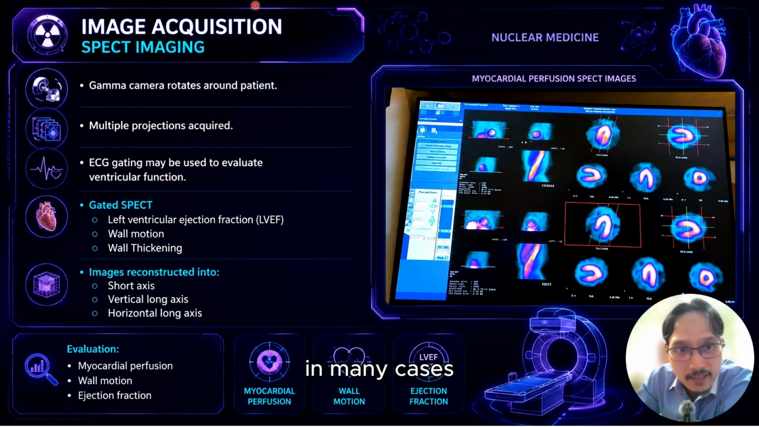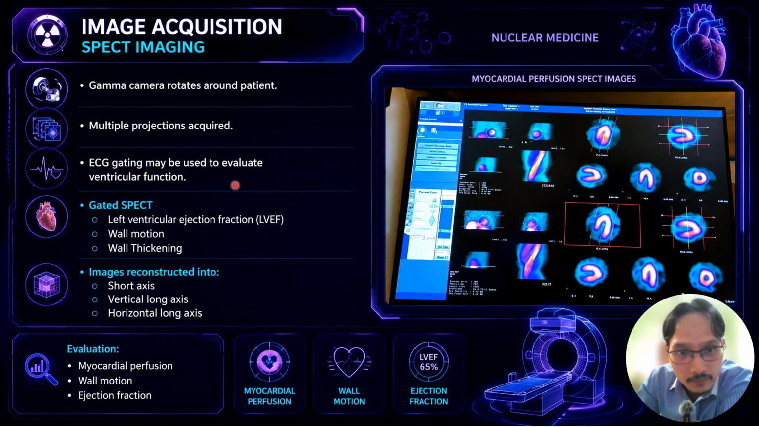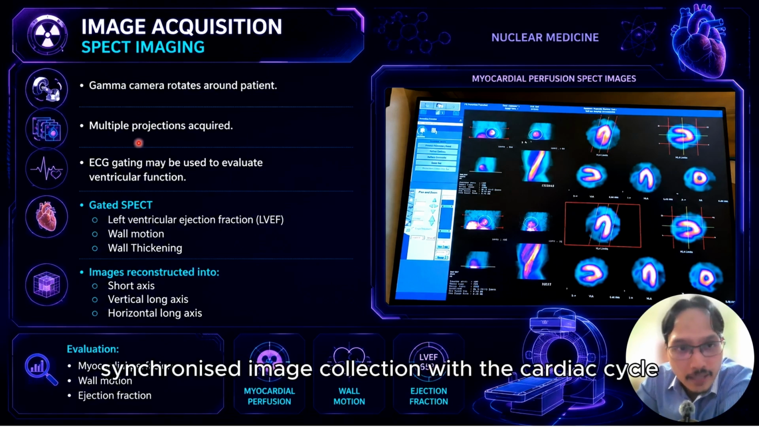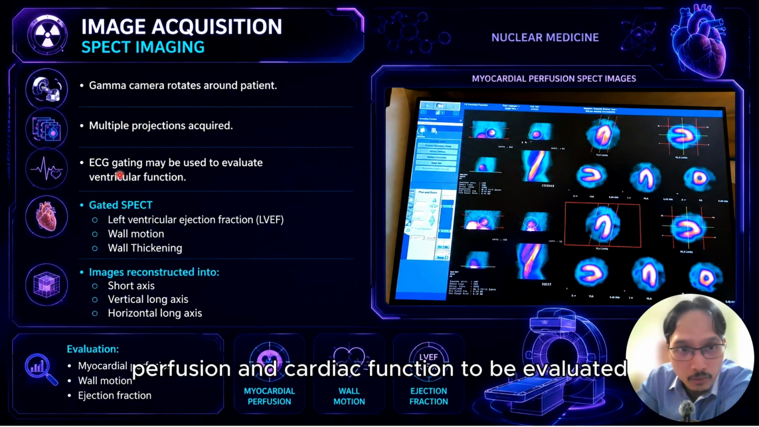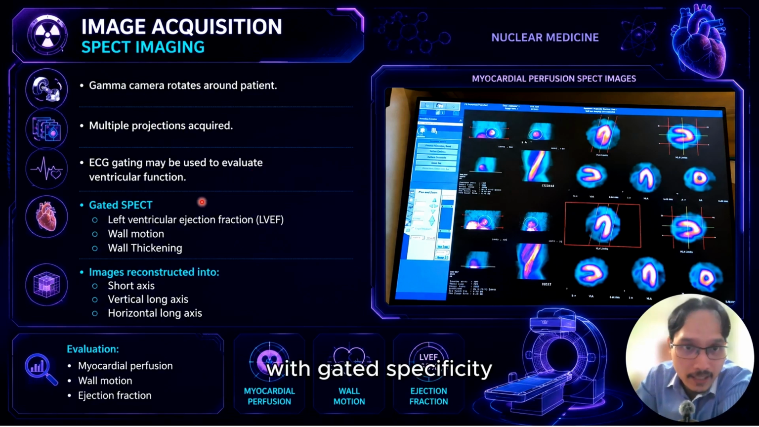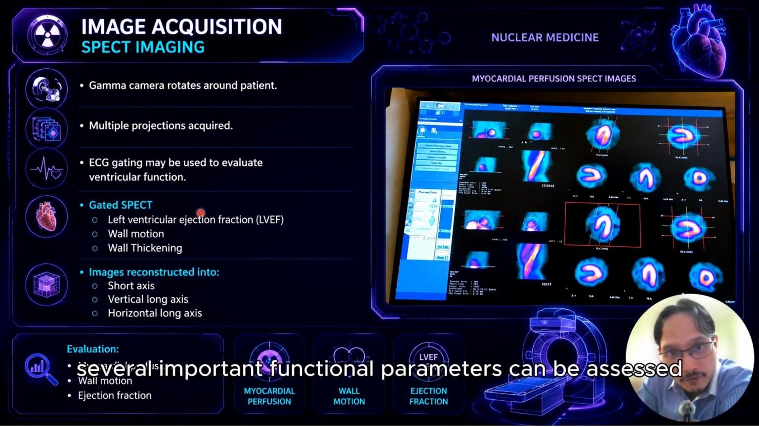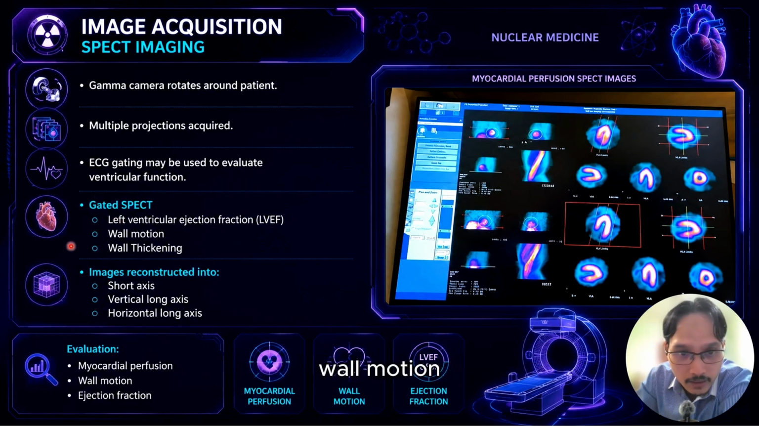In many cases, ECG gating is used during image acquisition. ECG gating synchronizes image collection with the cardiac cycle, allowing both perfusion and cardiac function to be evaluated simultaneously. With gated SPECT, several important functional parameters can be assessed, including left ventricular ejection fraction, wall motion, and wall thickening.